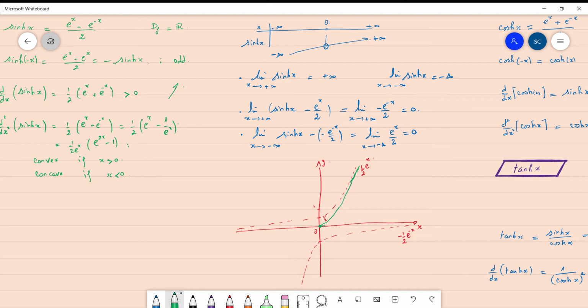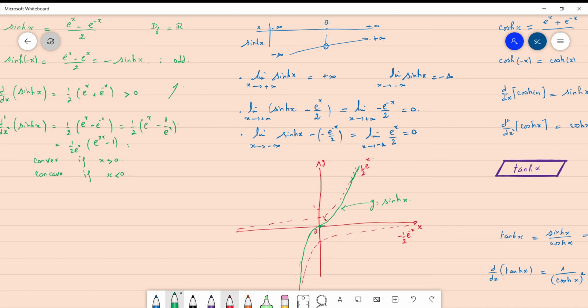Okay, like that. And the other by symmetry. We also know it's close to this one and it is concave, so we will have this shape. So this is the sine hyperbolic function, the graph of the sine hyperbolic function.